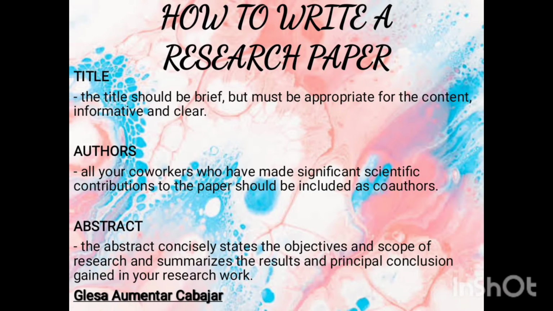How to write a research paper. First is title. The title should be brief but must be appropriate for the content, informative and clear. Second, authors. All your co-workers who have made significant scientific contributions to the paper should be included as co-authors. Third, abstract. The abstract concisely states the objectives and scope of research and summarizes the results and principal conclusions gained in your research work.